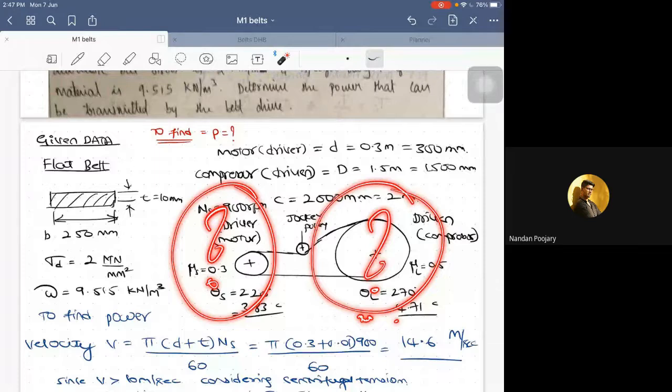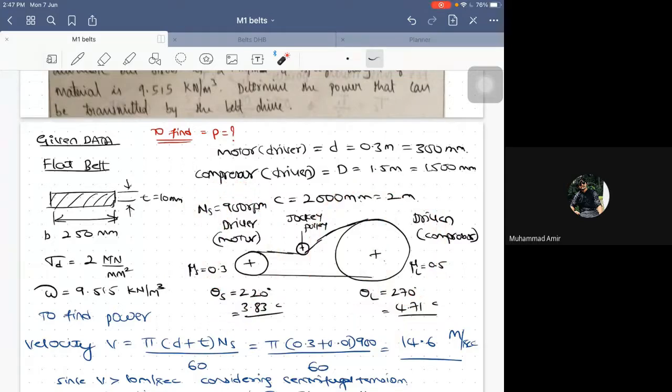Such type of problems are done, right? So driven. So how did you come to that conclusion? Because the jockey was introduced and the tension is high, sir. Okay, you should not blindly come to that conclusion.